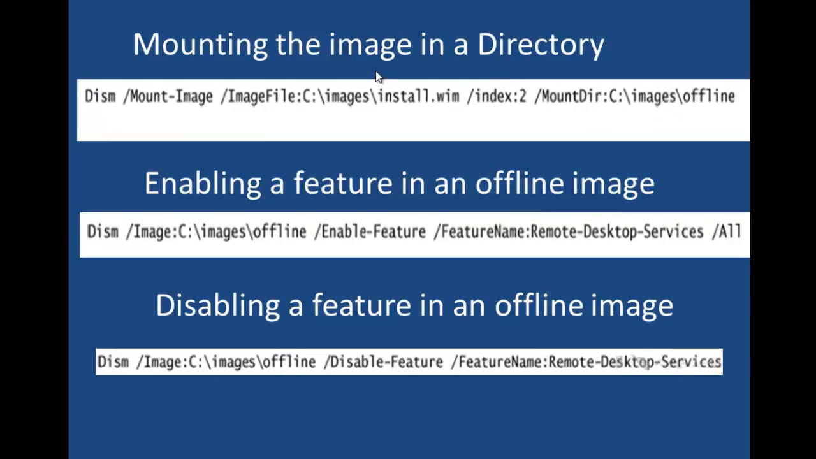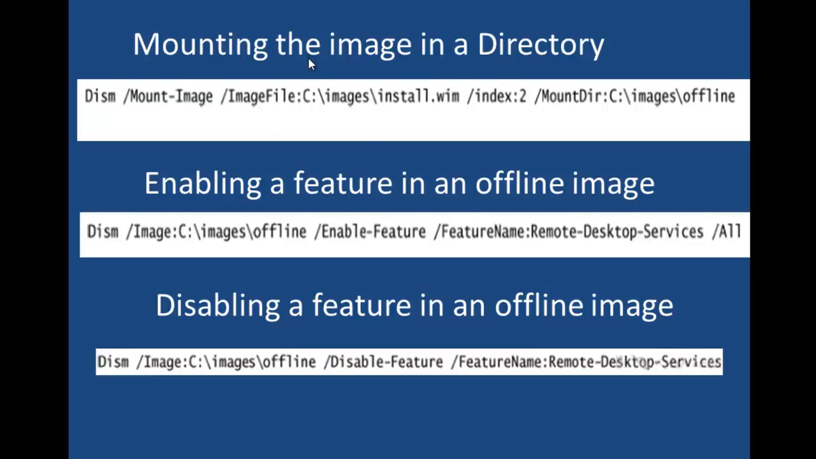Now, after we have done that, we found out that the one that we needed was index 2, which is Server Standard with GUI, not Server Core. Server Core is index 1. Index 2 is Server Standard with GUI. So here we have the command line.